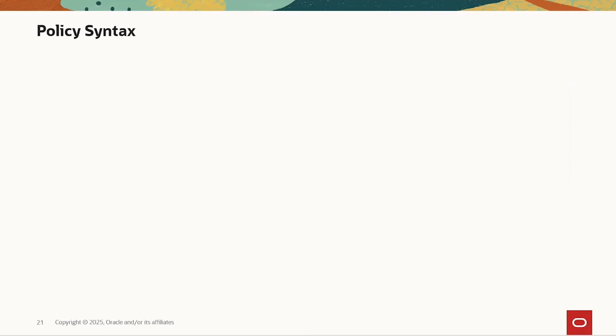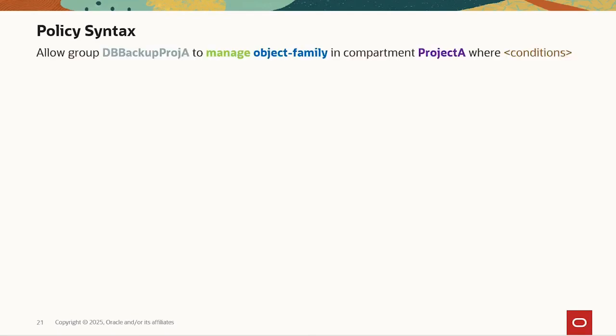Now let's take an example of a policy syntax and break it down, to understand what everything defined in the syntax means, right? We have an example which says: allow group DB backup project to manage object family in compartment project A, and then it has a where condition. Let's park this where condition for a minute.